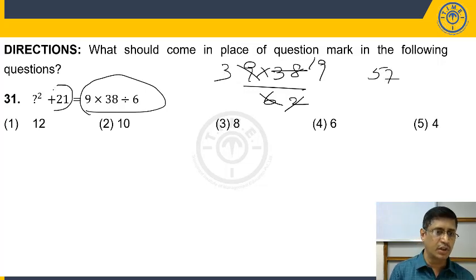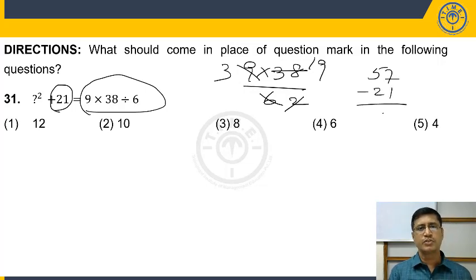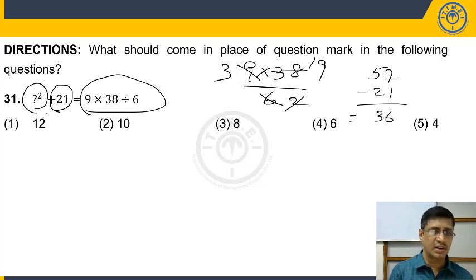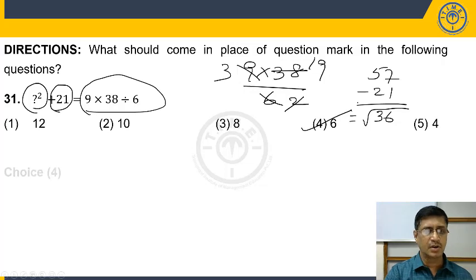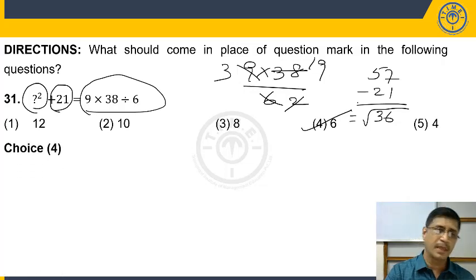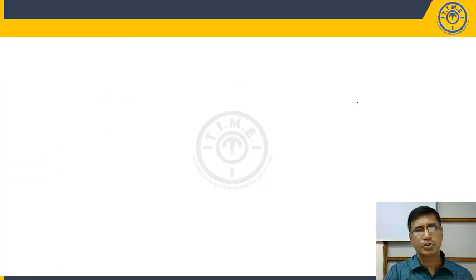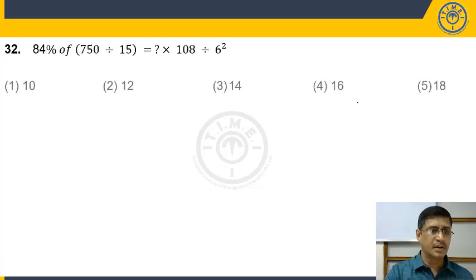When you take 21 to the other side, it will become minus 21. Subtract 21 from the 57, it will give 36. The question mark square is equal to 36, which means what is the value of the question mark? Square root of 36. It is option number 4. Right. Look at the next question on your screen.